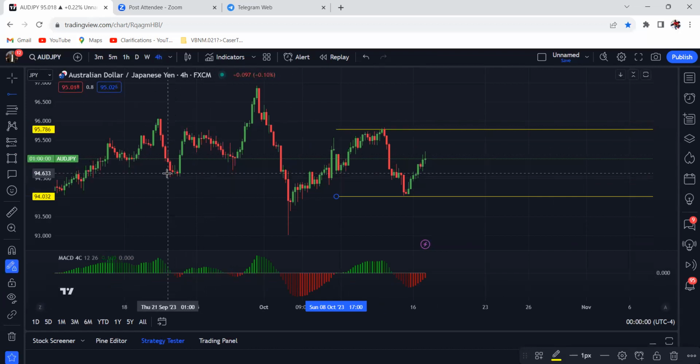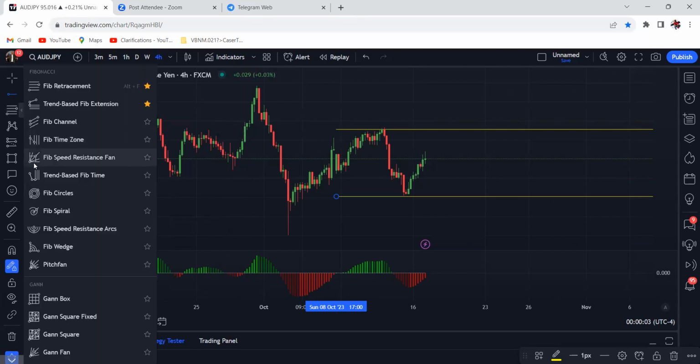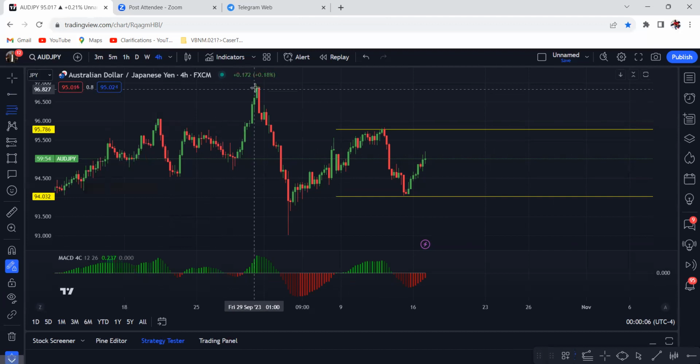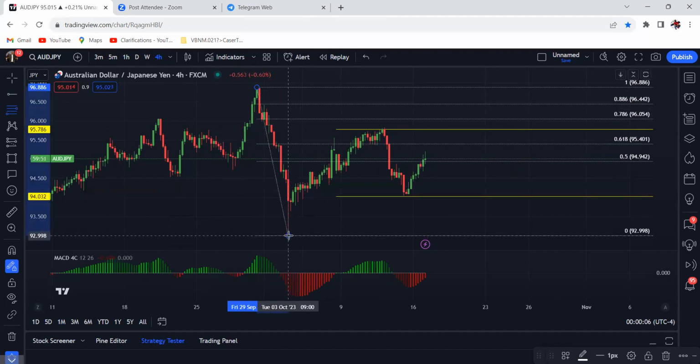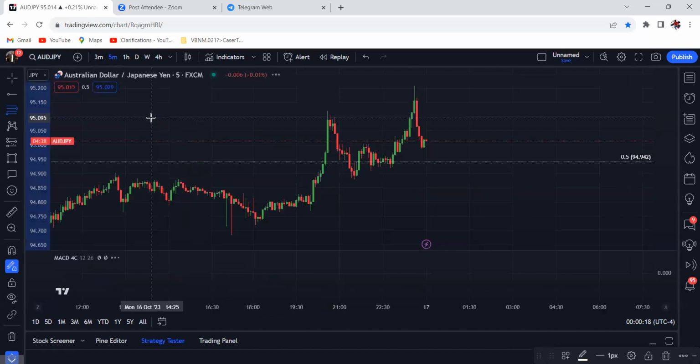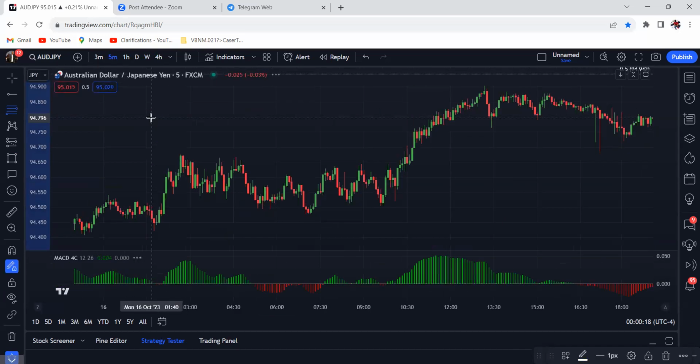All right. So boom, we broke. Let's use the fib here. Measure this leg from this high to this low. Now notice how price came up to that 61.8. This is why I don't automatically assume and just sell. This is where going down to the smaller time frame and waiting, you want to watch for that sequence.